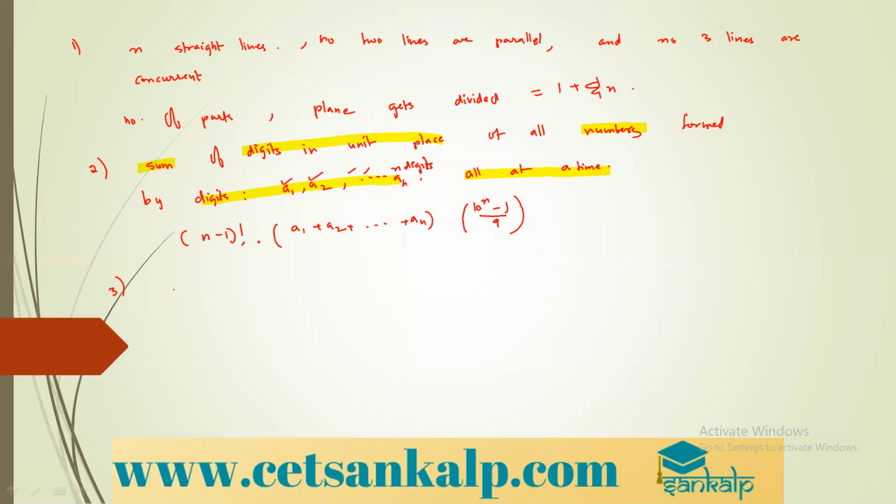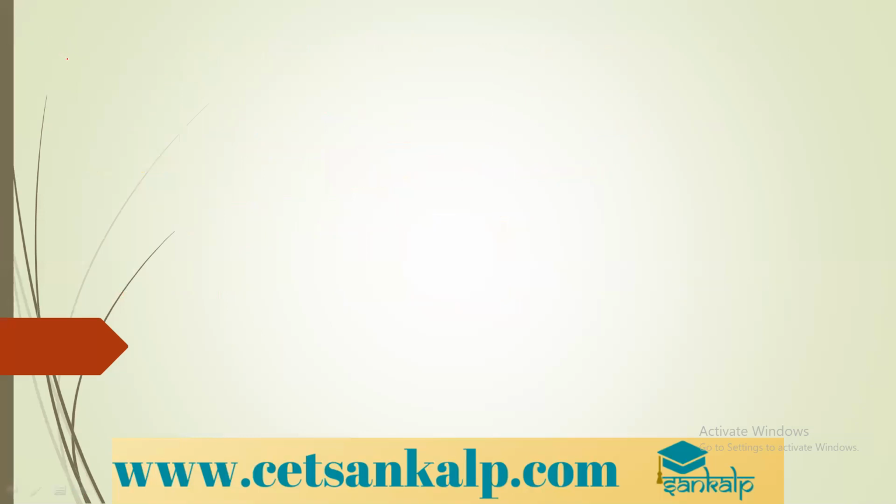Okay. The next formula is: total n questions are there in the exam. Number of ways of answering one or more questions, that you can find by taking 2 power n minus 1. That's the formula.